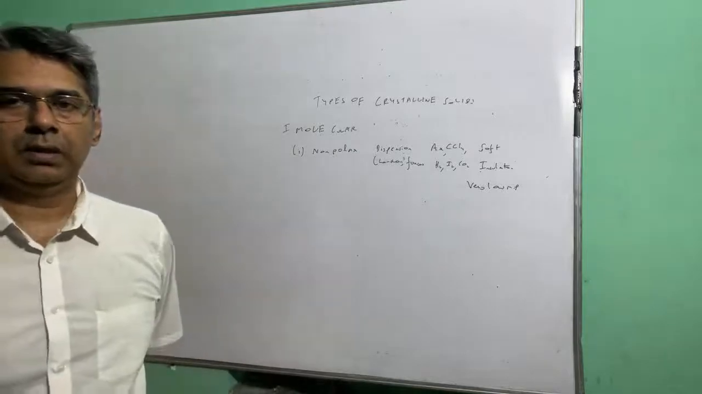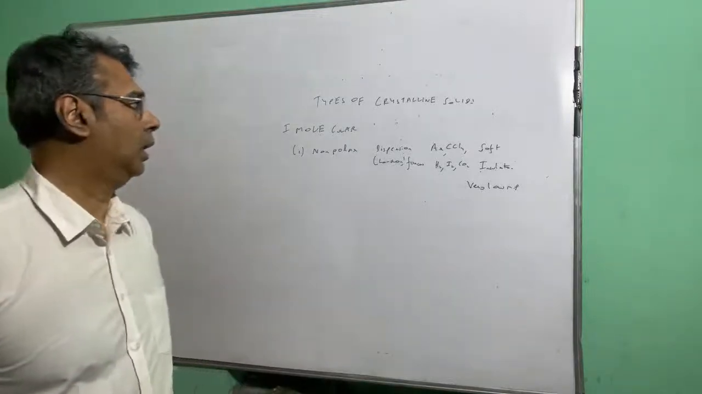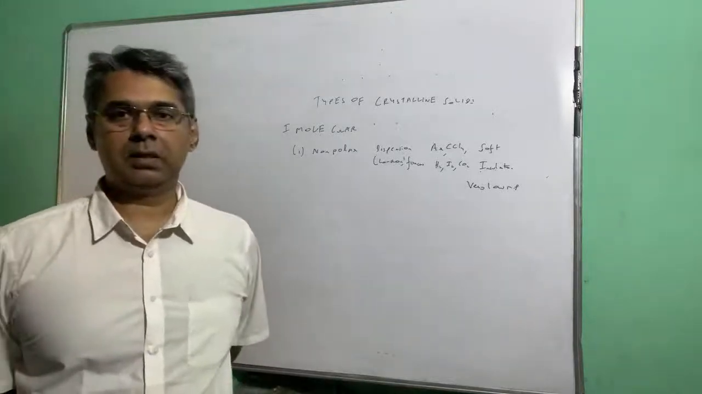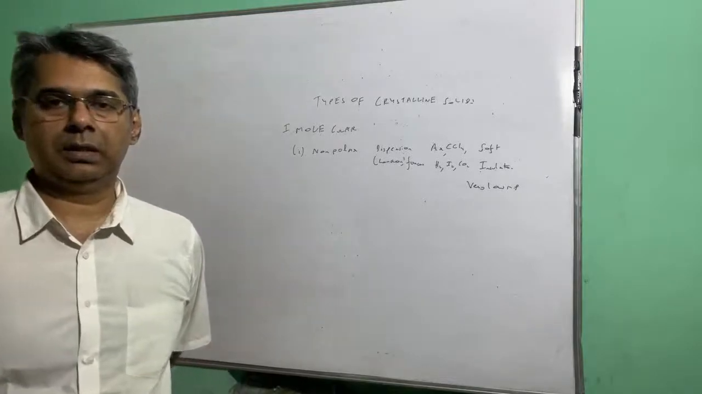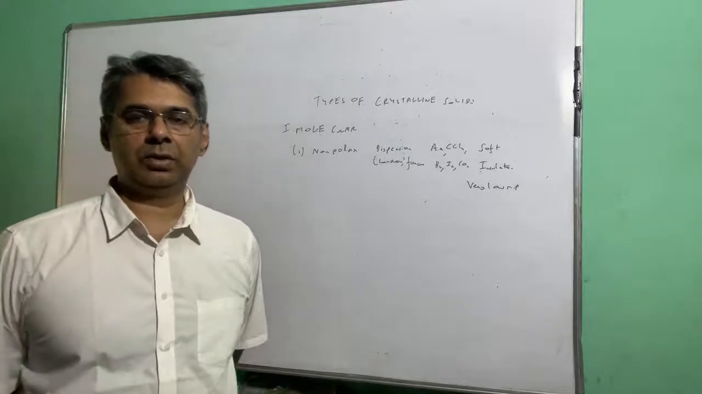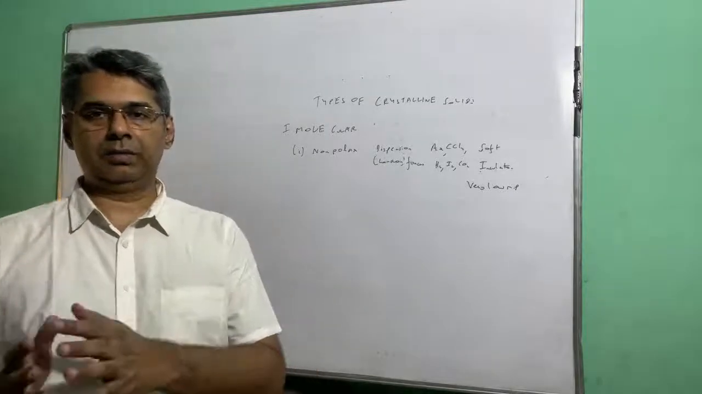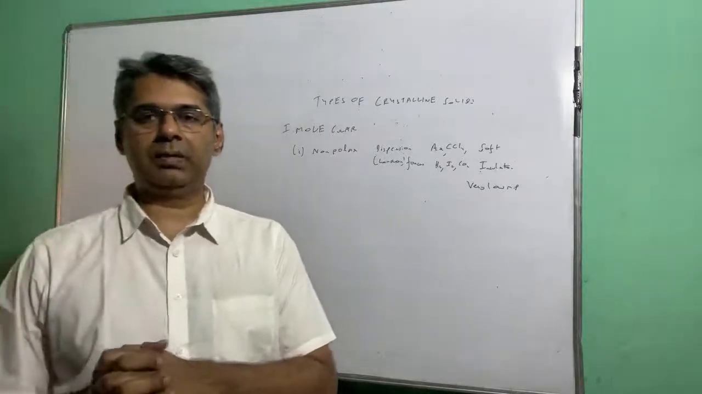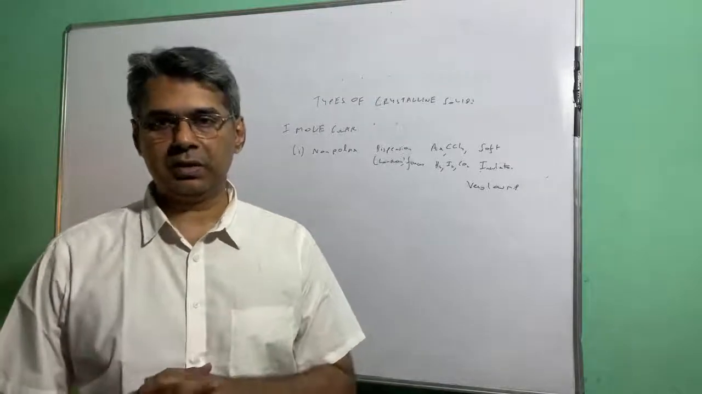Class 12 solid state chemistry. In today's class, we are going to discuss types of crystalline solids. Last day we understood that solids are of two types, crystalline and amorphous. Today we are going to discuss what are the types of crystalline solids.